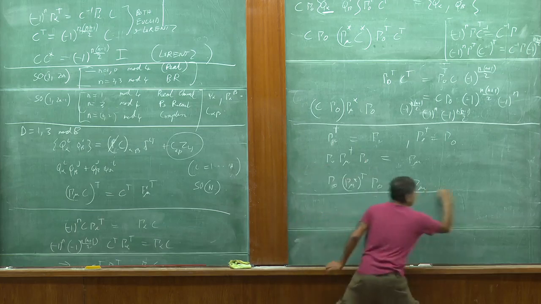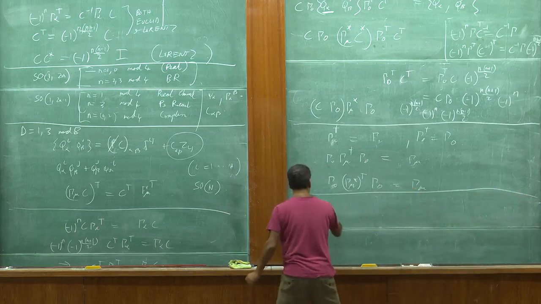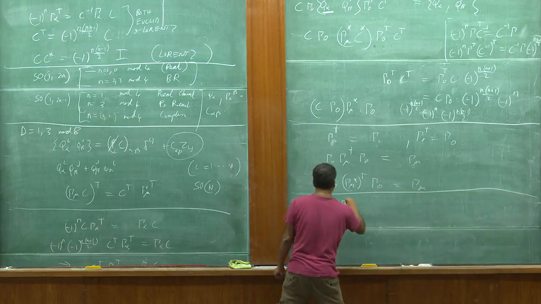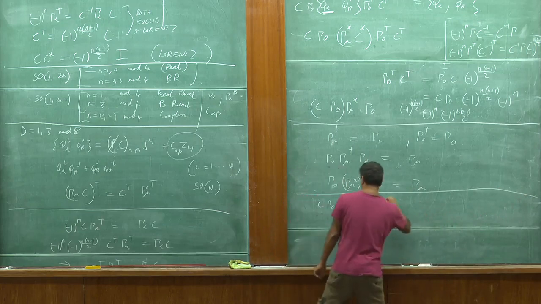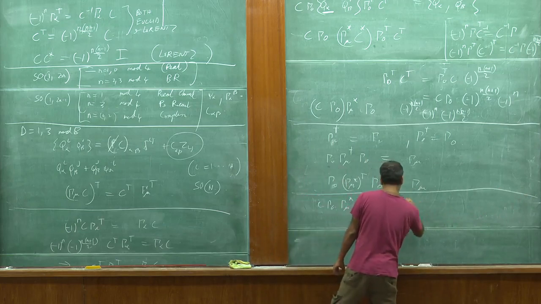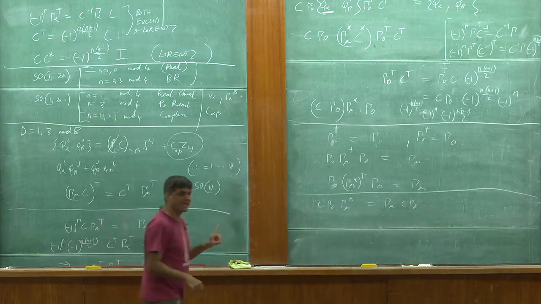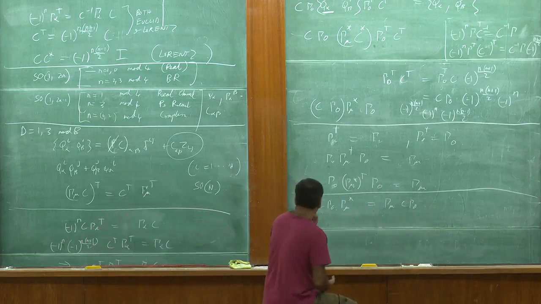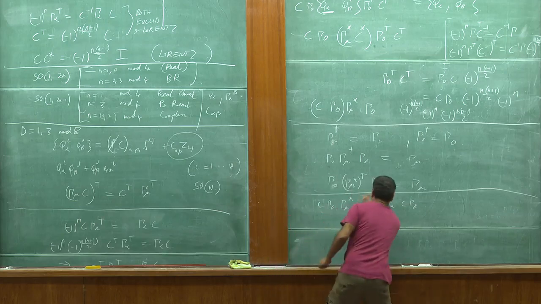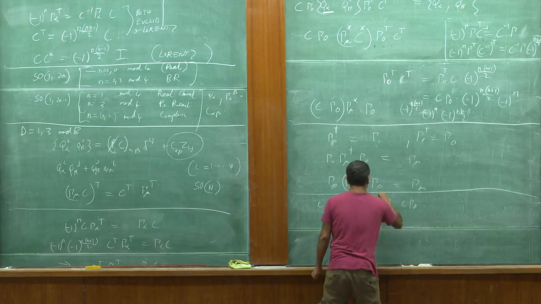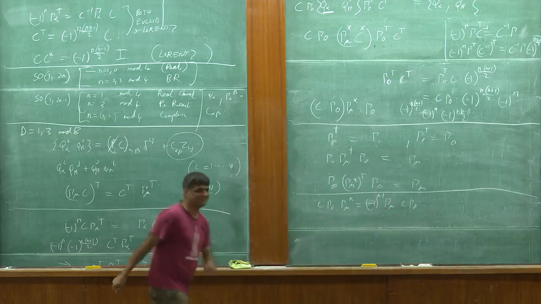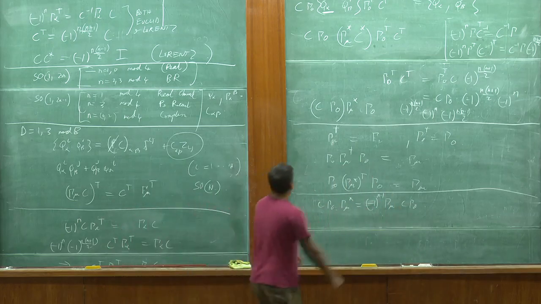So I'm going to give you what I think is the right relation, and you tell me if you agree with it. C gamma 0 gamma mu star is equal to gamma mu C gamma 0. This is my guess. Let me see if I got the sign right. Minus 1 to the power n minus 1. Okay, excellent.